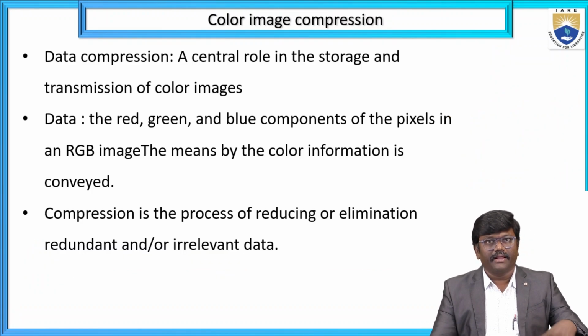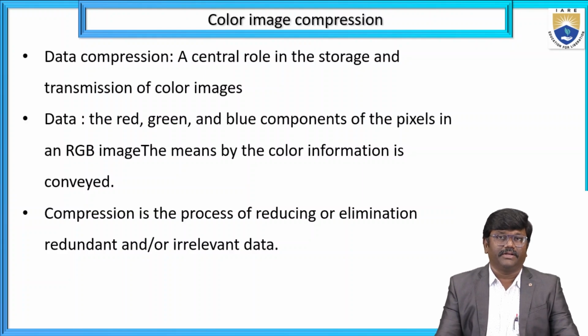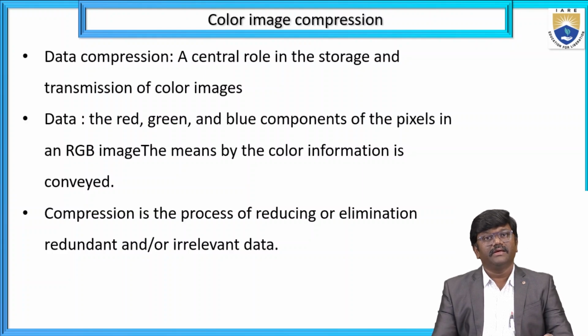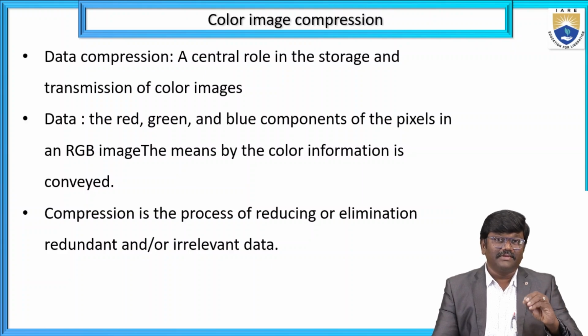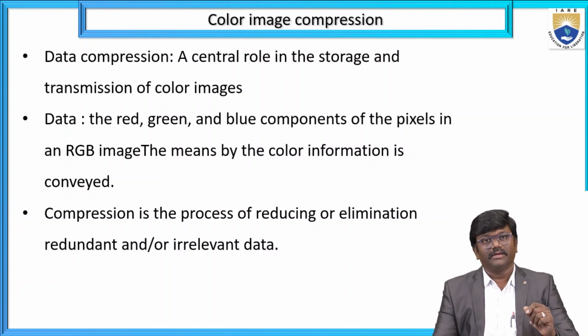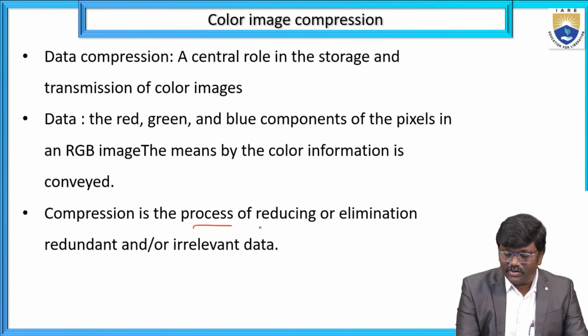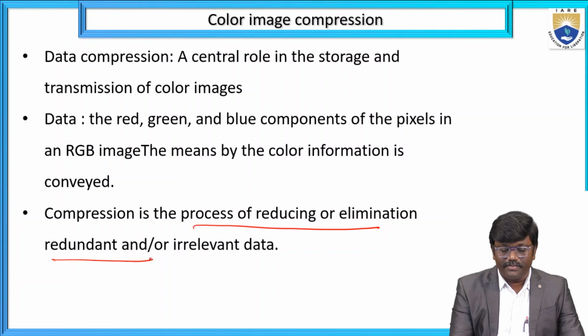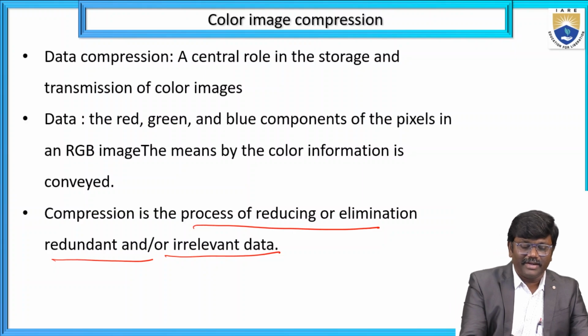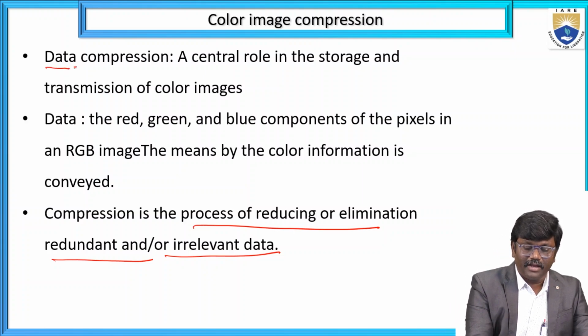Whereas we can go ahead to define data compression, which plays a central role in the storage and the transmission of color images, or simply data compression. What is the data here? The data is here the red, green, and blue components of the pixel information kept in an RGB image. That means the color information is conveyed. Compression means the process of reducing or eliminating redundant or irrelevant data. What does redundant mean? It is repeated information. So we now have the definition and clarity about data and compression.